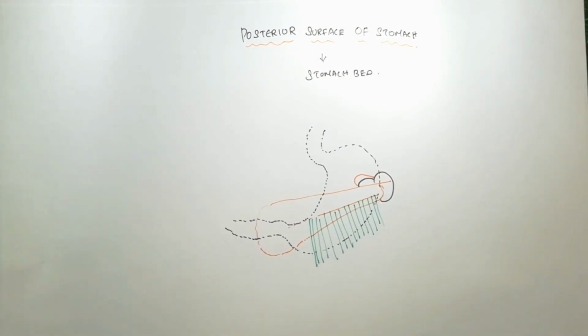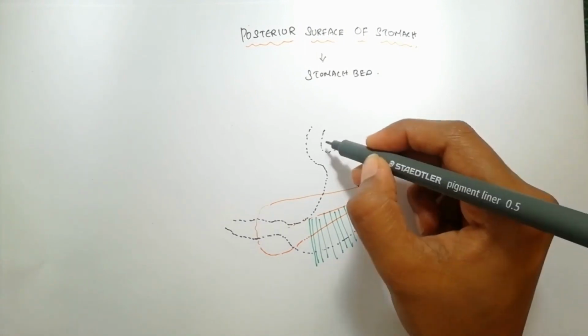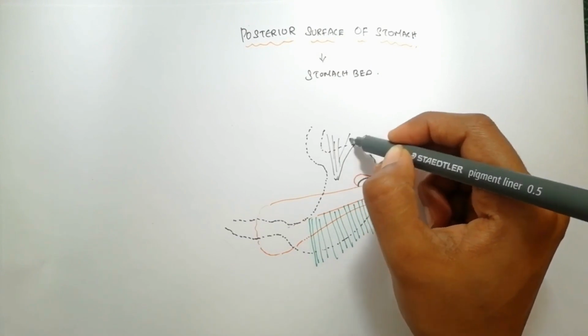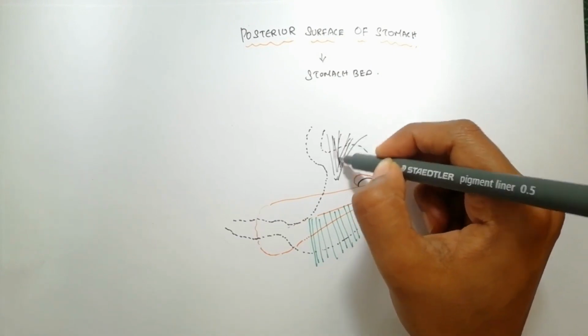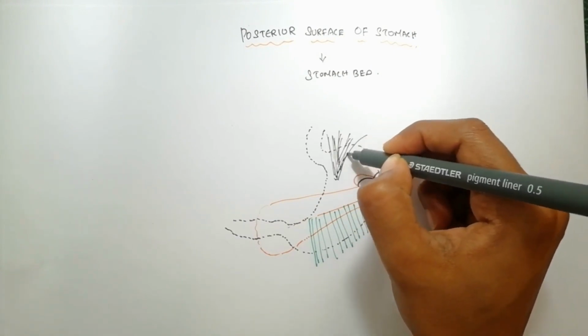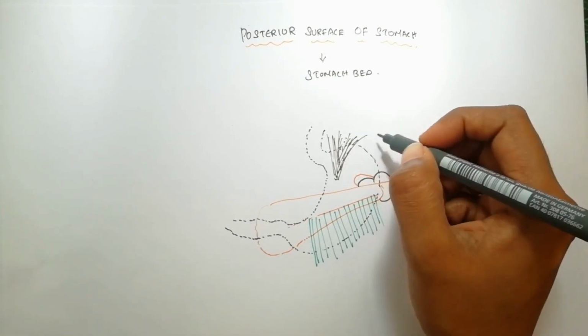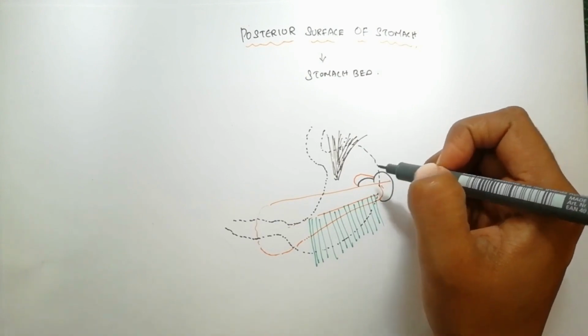So anterior border of pancreas is related to transverse mesocolon, and then in the upper aspect we have got some fibers of diaphragm, that is left crus of diaphragm, related over here. So we have got some fibers arising from the left side of the lumbar vertebra, that is left crus of diaphragm, which is related over here.